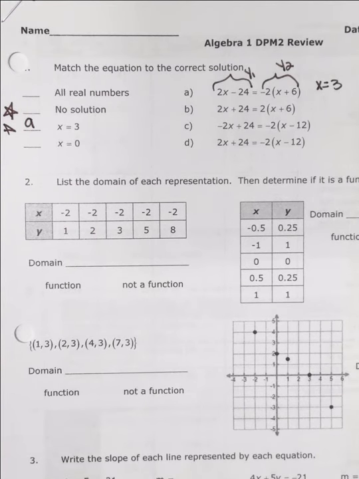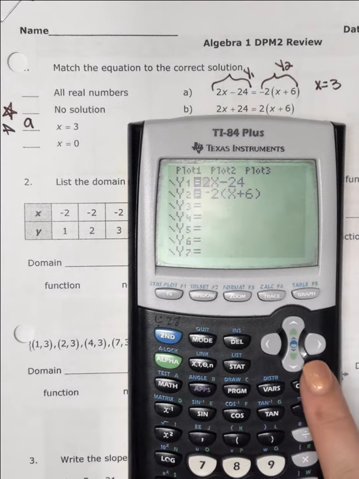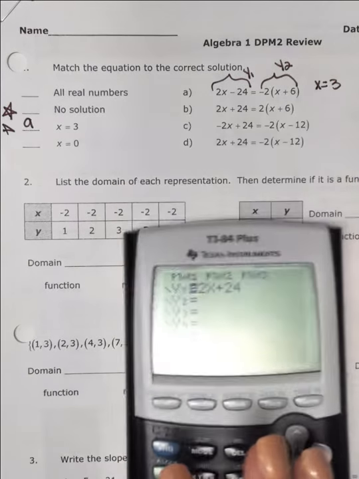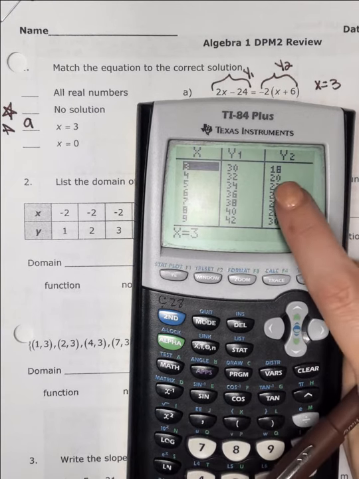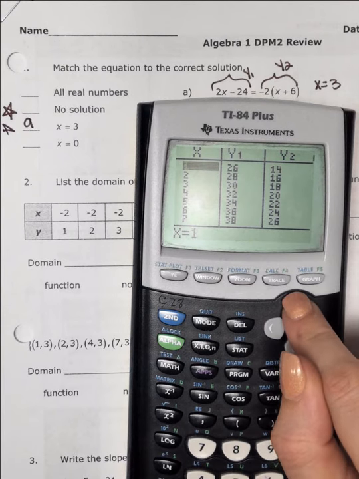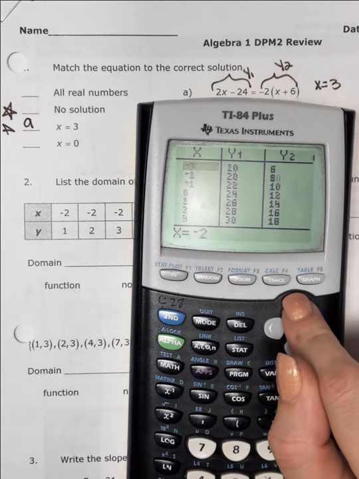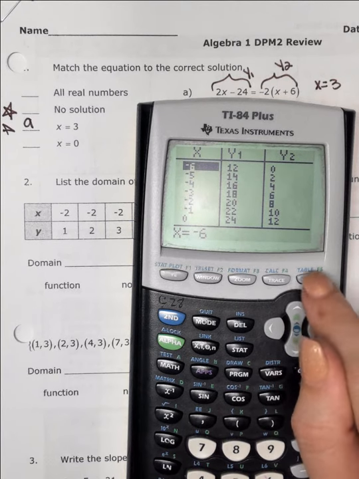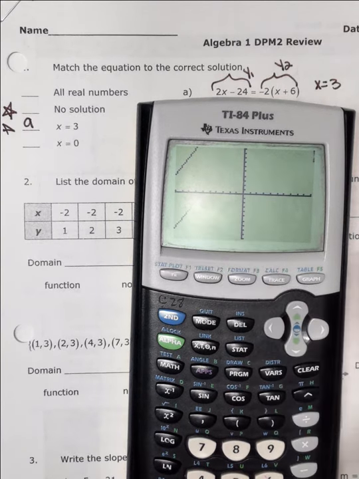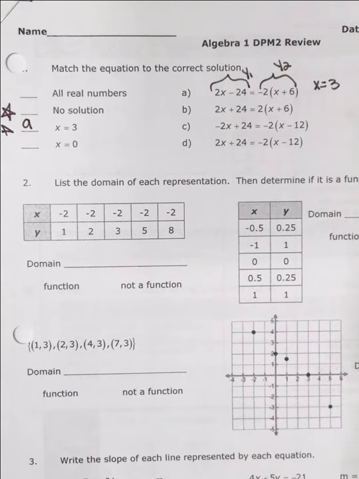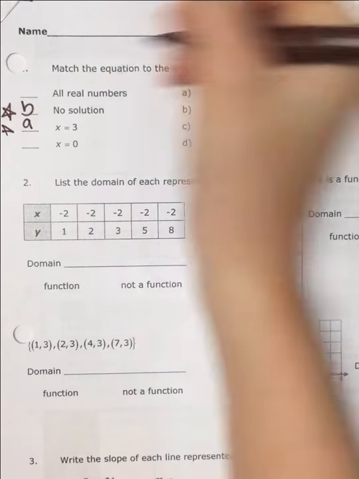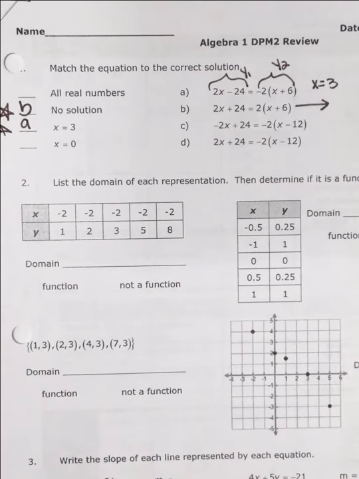If I do this next one, 2x plus 24, so y1, I put 2x plus 24. y2, I put 2 parentheses x plus 6. I go to the table. That's not the same. That's not the same. I'm not seeing anything that's the same. If I never see anything that's the same, let's look at the graph. There's that line, there's that line. Those two lines are parallel, so there is never going to be a time in which they intersect. Never. So that means that there is no solution. That is what you need to be able to recognize on your DPM.